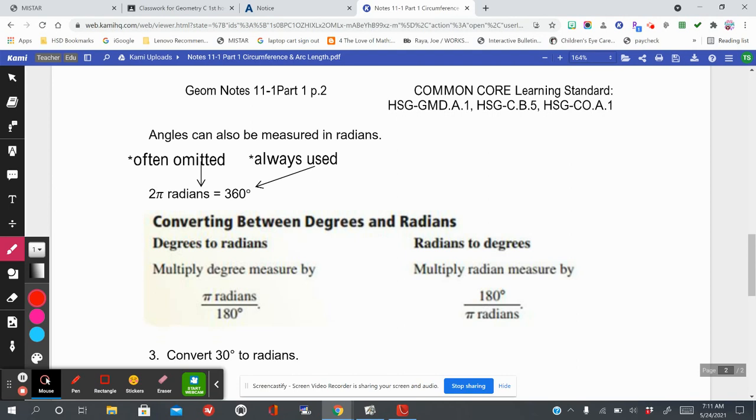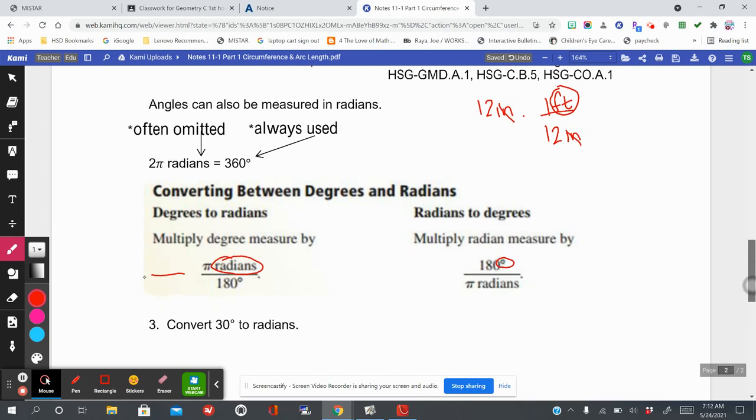So think of your conversions. If you're converting 12 inches to 1 foot, you want your inches to be in the denominator, and whatever you're trying to convert to on top. So this stays, but these cancel out. Same thing is going on here. If you want to switch to radians, you want your radian measure on top. If you want to switch to degrees, you want your degree measure on top.